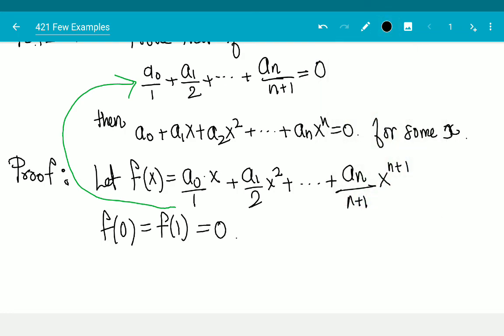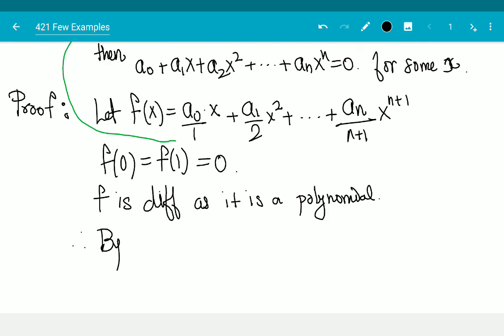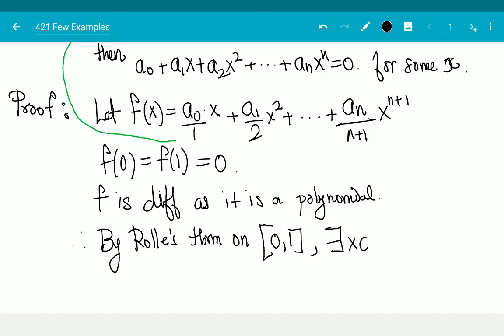Great. f is differentiable as it is a polynomial, right? Therefore, by Rolle's theorem on 0, 1, there exists some x in 0, 1 such that f prime of x is equal to 0.